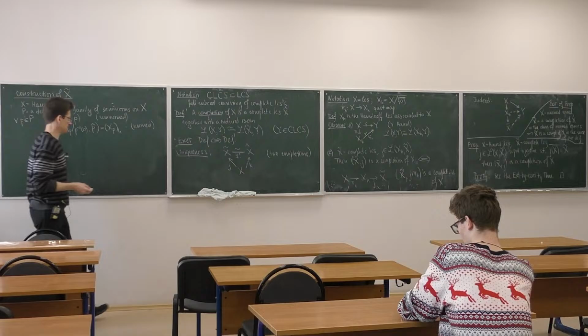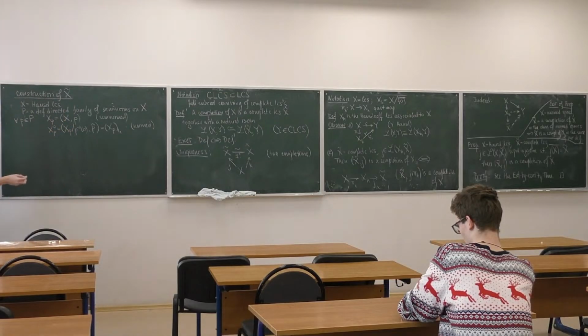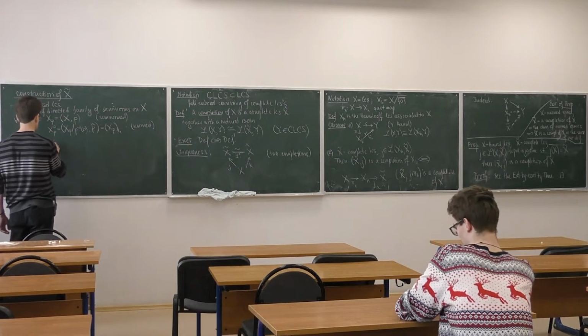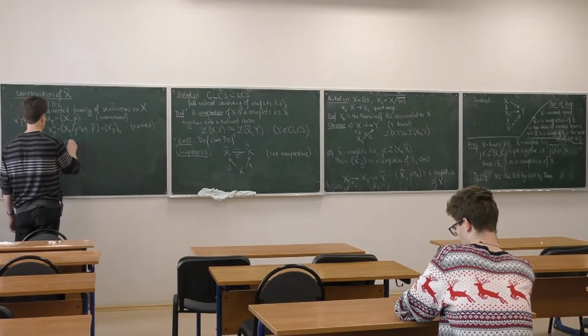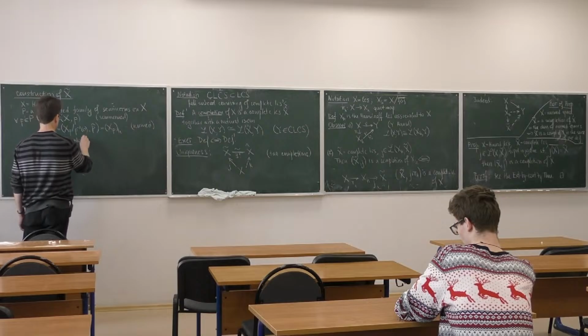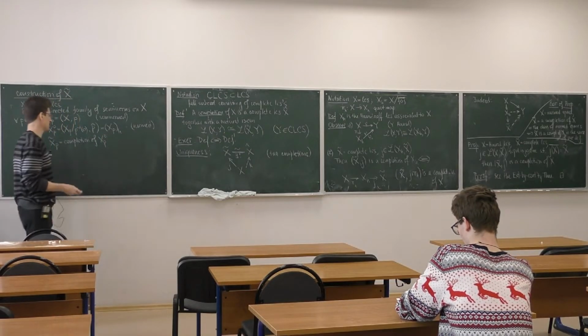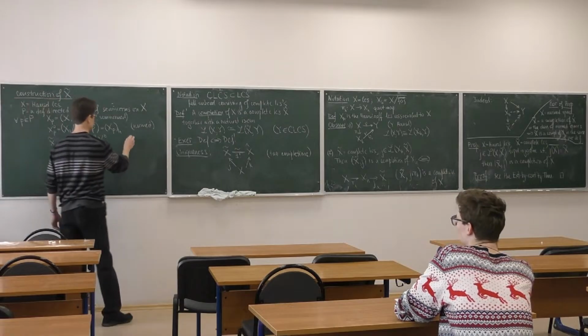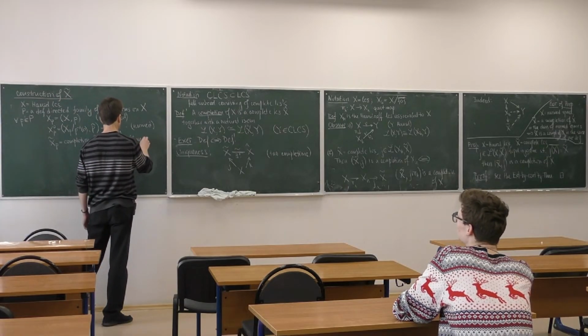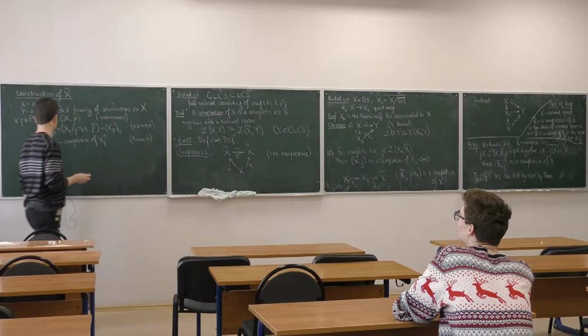And since we know that every normed space has a completion, we may take this completion, let's denote it by X_p tilde. So this is the completion of X_p^0. And this is a Banach space.